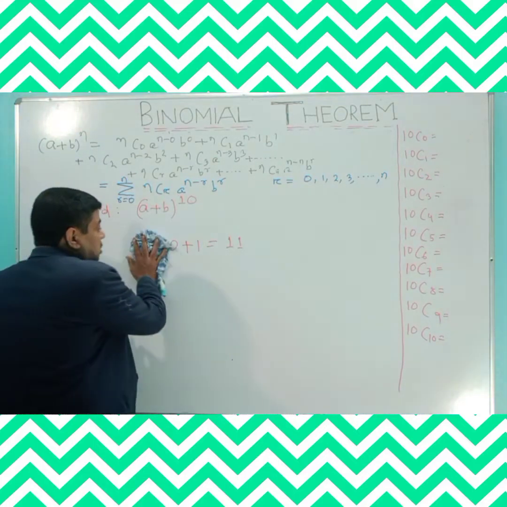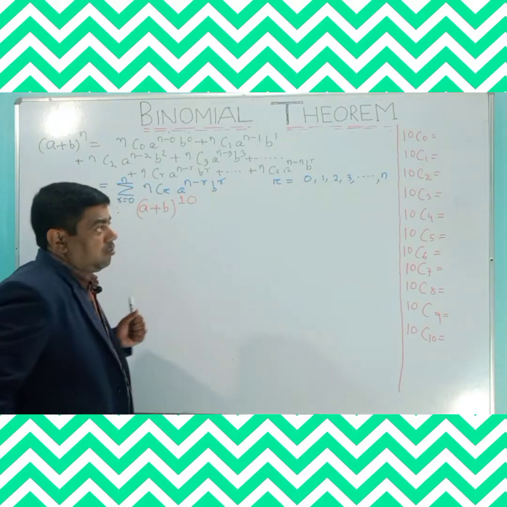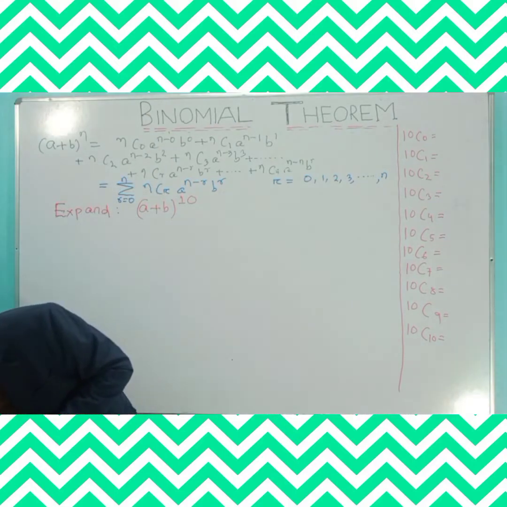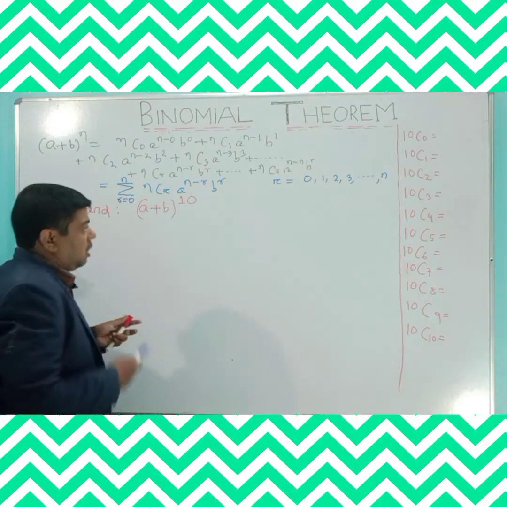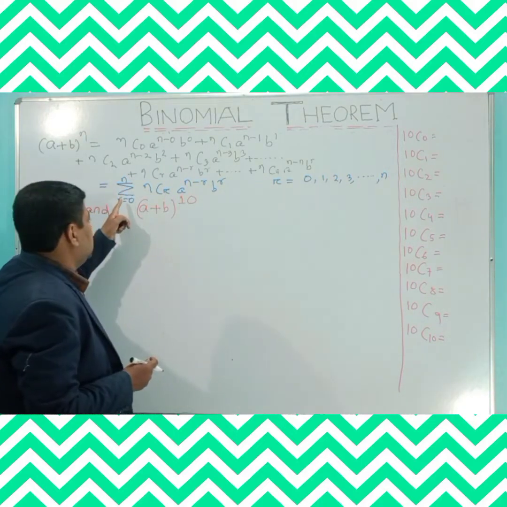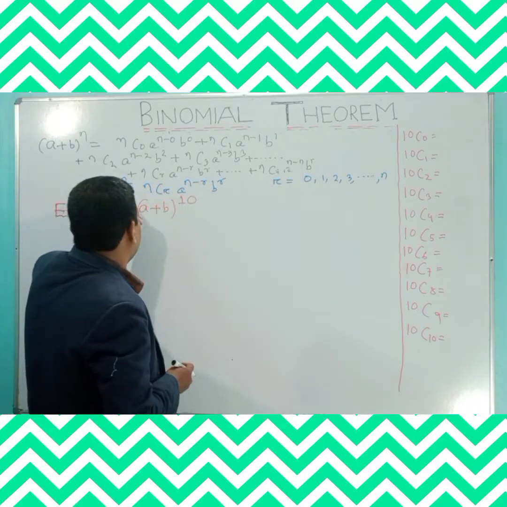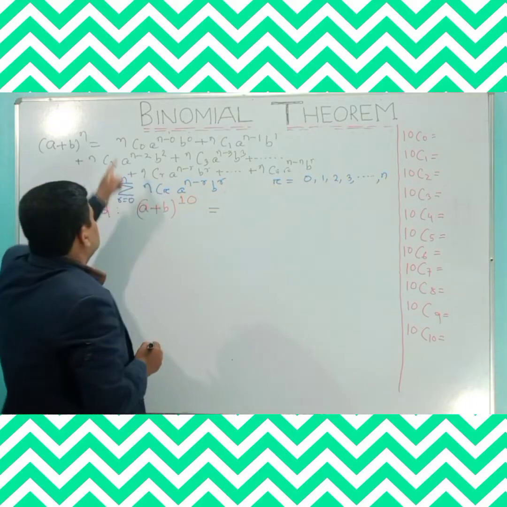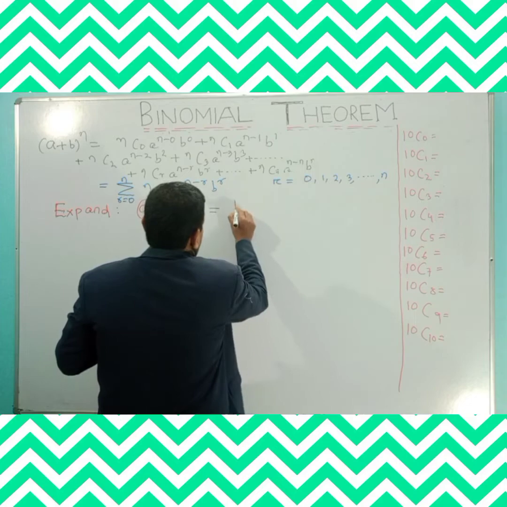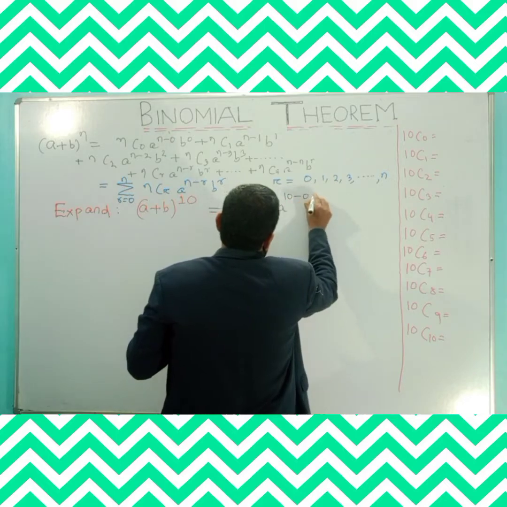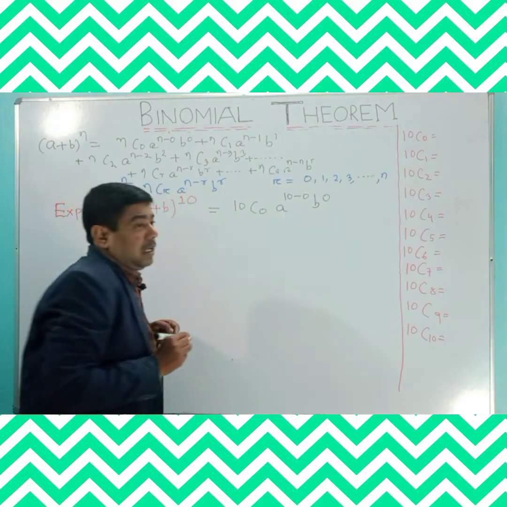How to expand using this binomial theorem? Before expansion, you have to find out the values of the binomial coefficients. Let's write down the expression first. (a plus b) to the power 10. First of all, the summation of nCr a to the power n minus r b to the power r, where r varies from 0 to n, and here it will be, in place of n we can write 10C0 a to the power 10 minus 0 b to the power 0.